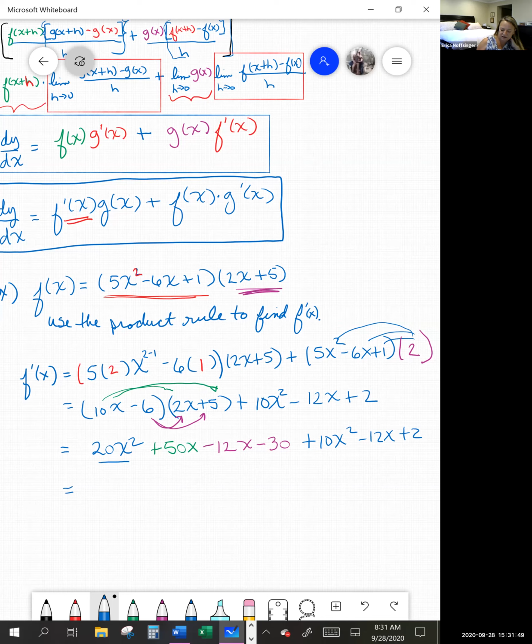Combine like terms. So 20x squared plus 10x squared is 30x squared. 50x minus 12x is 38x. 38x minus 12x is 26x. And that will be plus 26x. One more. So negative 30 plus 2, so that's negative 28.